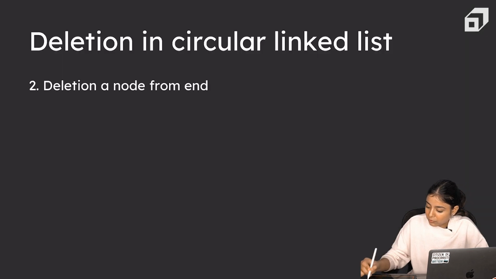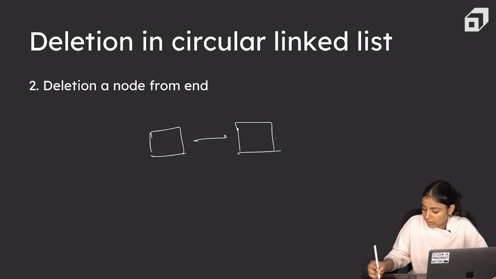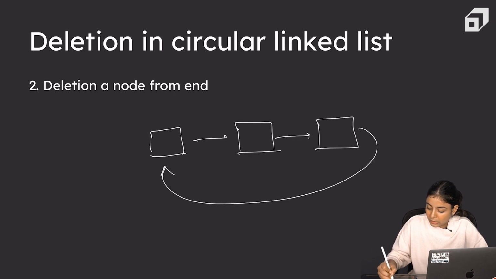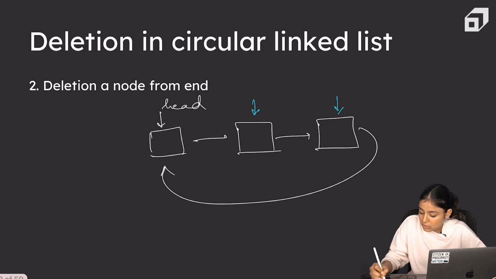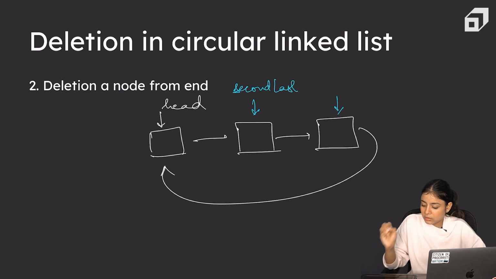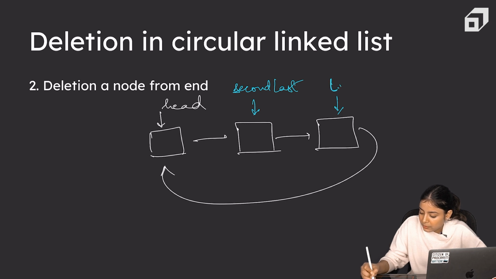Coming to deletion of a node from the end of my circular linked list. So again, I have a circular linked list and I need to delete the last node. In order to delete the last node, we'll have to make changes to the new last node. After I delete this node, what will be the new last node? That will be this second last node. So first of all, let's call this second last node. We'll use a pointer second last to point to this, and this will be my last node.